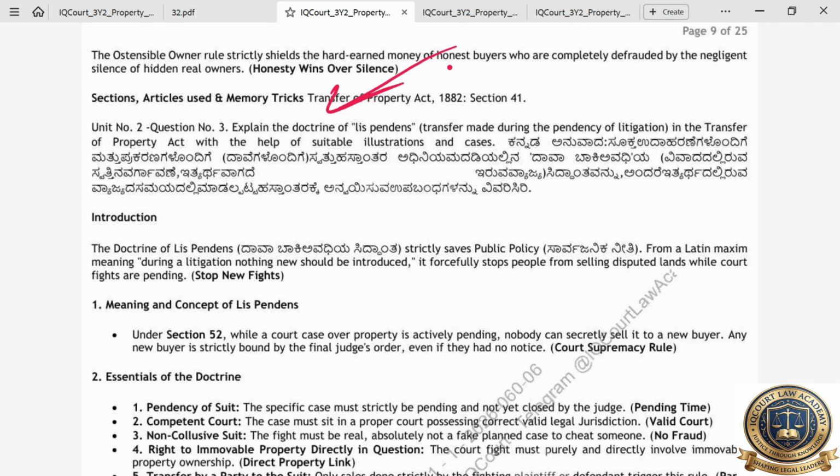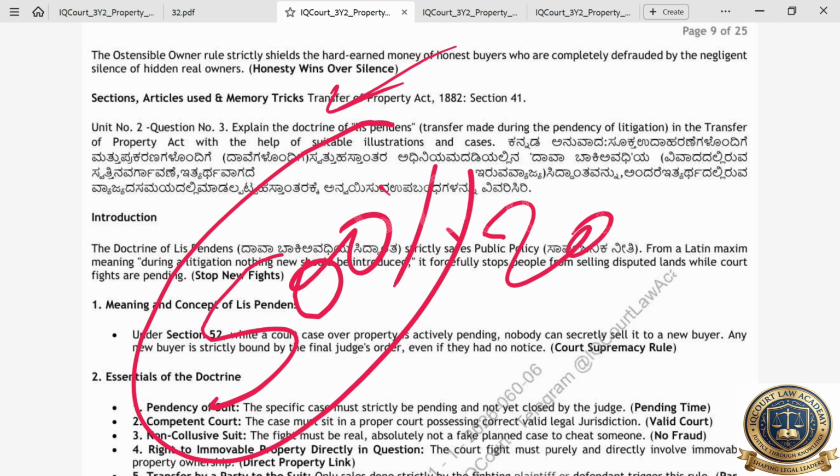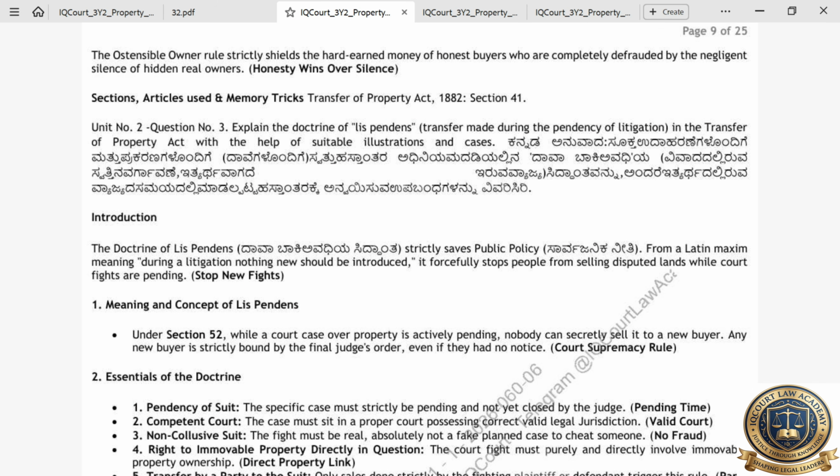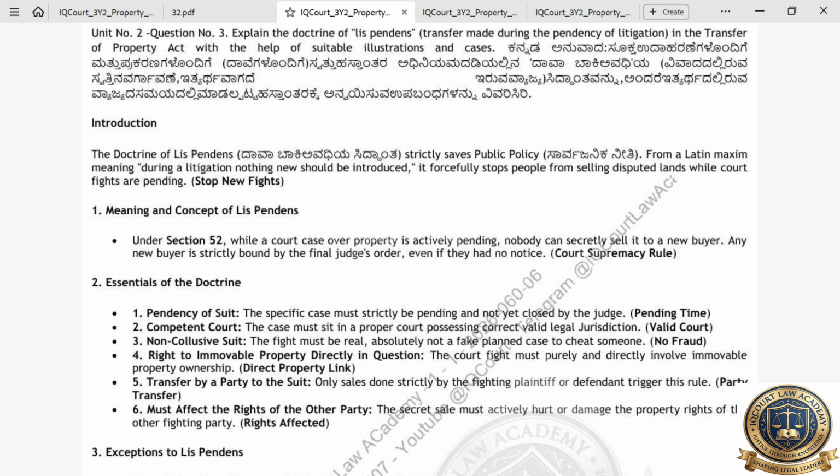Then unit 2, question number 3: explain the doctrine of lis pendens. 200%, 300%, 500% important question. Transfer made during the pendency of litigation in the Transfer of Property Act, with the help of suitable illustrations and case laws. This is very simple. It is only to save public policy. It forcefully stops people from selling the disputed property while court fights are pending.